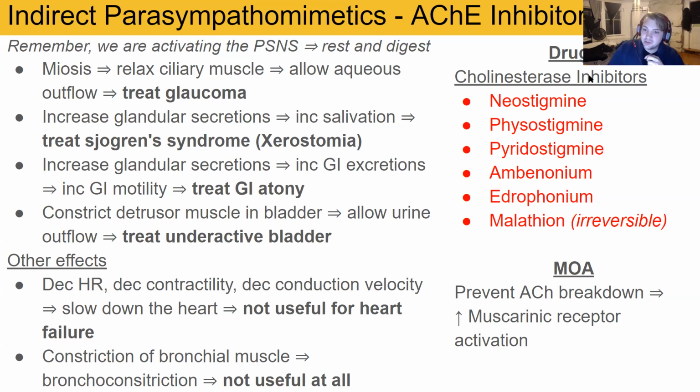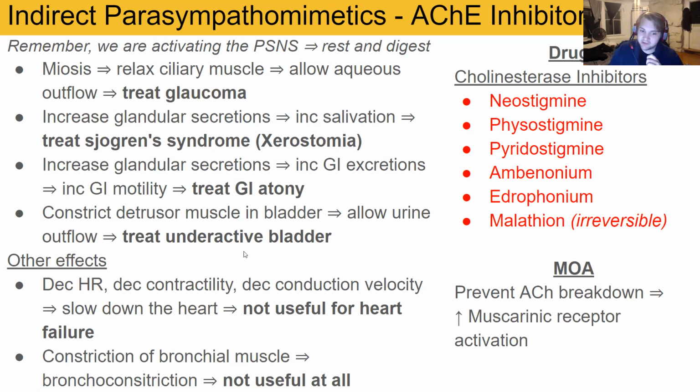And what you're going to notice is that there's a general theme for the way that these drugs are named. We have the stigmines or the euphoniums. So neostigmine, physostigmine, pyridostigmine, and then we have ambenonium, edrophonium. And then lastly, we have malathion, which is an irreversible acetylcholinesterase inhibitor. Same effects. We're going to be increasing glandular secretions, we're going to be relaxing the ciliary muscle, and we're going to be squeezing the bladder.